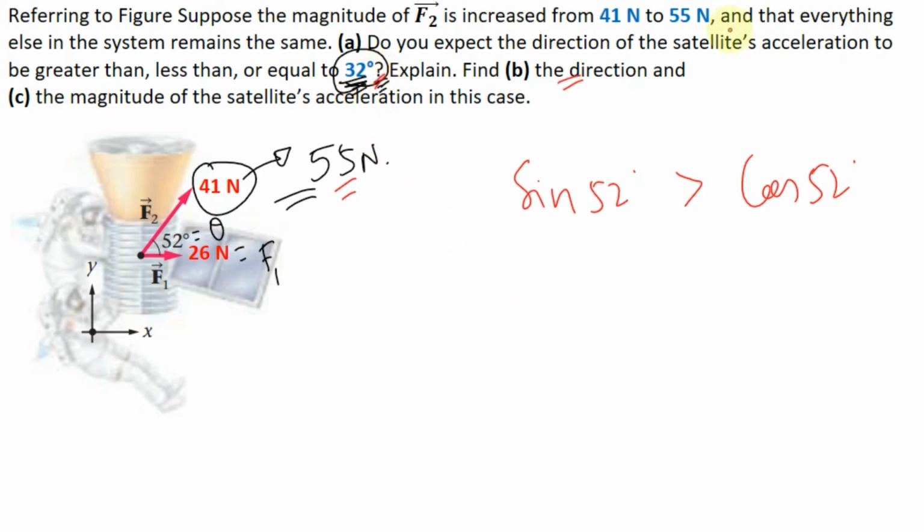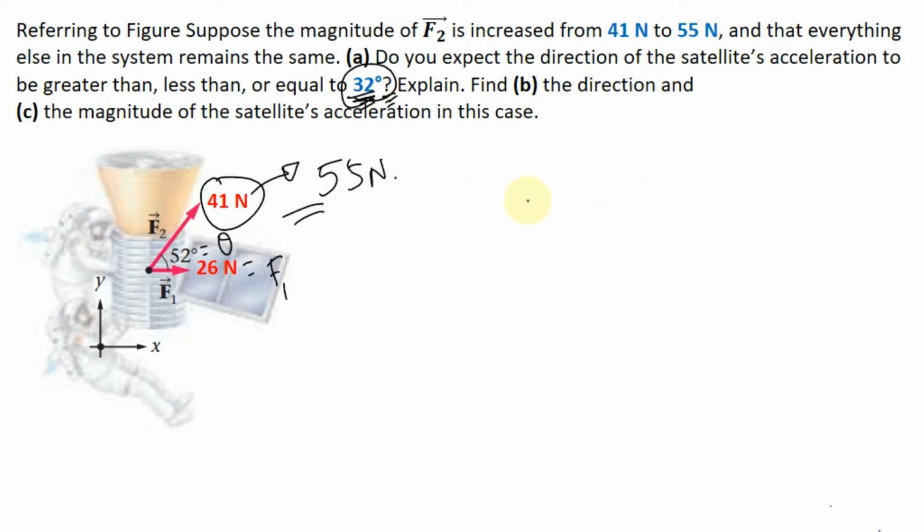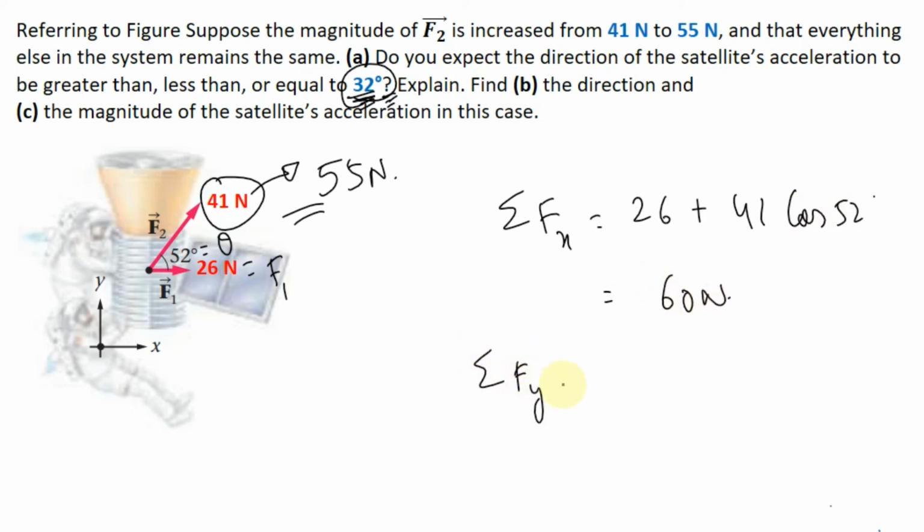Now let us prove this by solving the B part, where we need to find mathematically the direction of the satellite's acceleration. So let us first find the net forces along the x direction. Sigma Fx, this would be 26 Newton plus 41 cosine 52 degrees. That will be 60 Newton. And the net force in the y direction will be only the y component of this F2 force. So 41 sine 52 degrees, which is equal to 43 Newton.